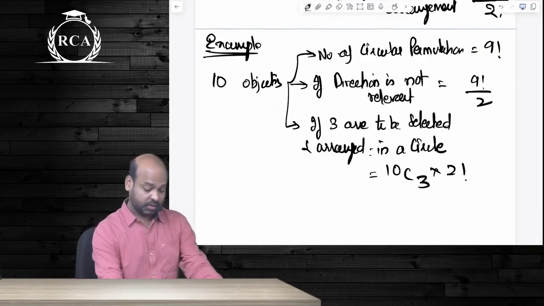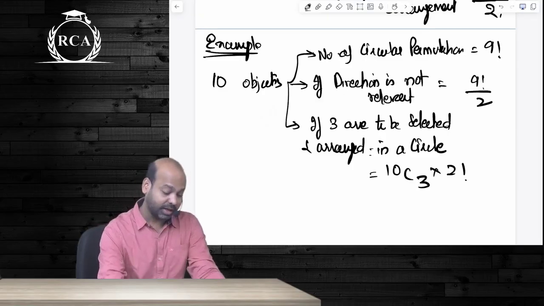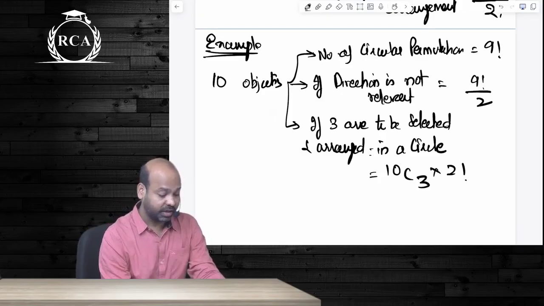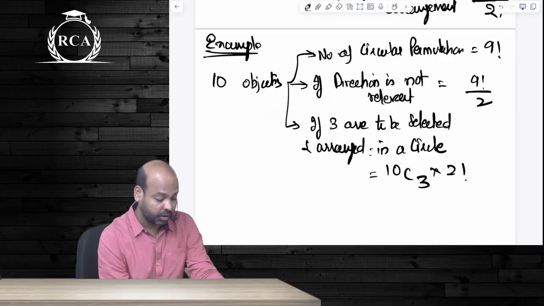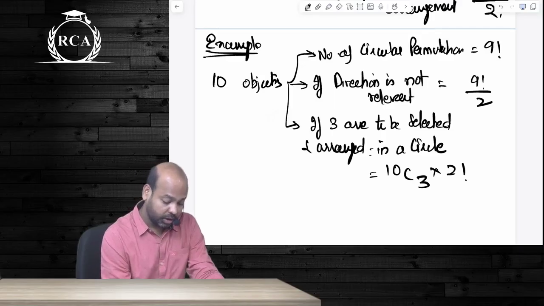Hurry up. Write this, guys. That last case is important for me. If only a few objects are to be selected and arranged, the number of cases will be 10C3 multiplied by 2 factorial. Are we all clear about this?